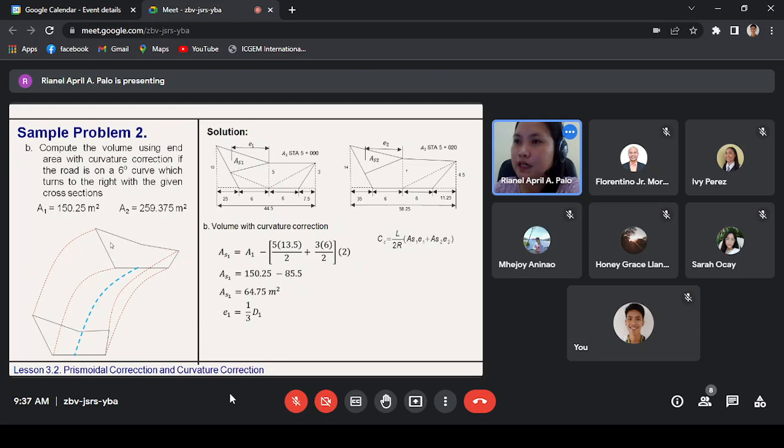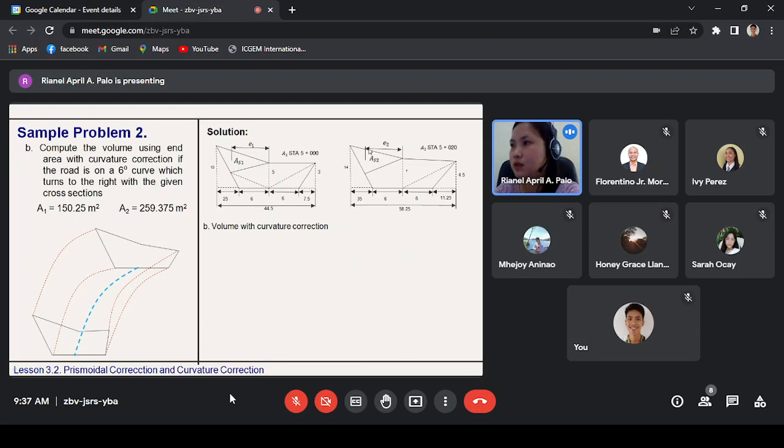Since our surface areas, AS1 and AS2, are away from the center line going outward from the curve, we will have a positive E. So our E, 44.5 over 3, will give us 14.83 meters. It is positive because it is away from the center of the curve. Okay? Then next, we'll compute AS2 and E2.